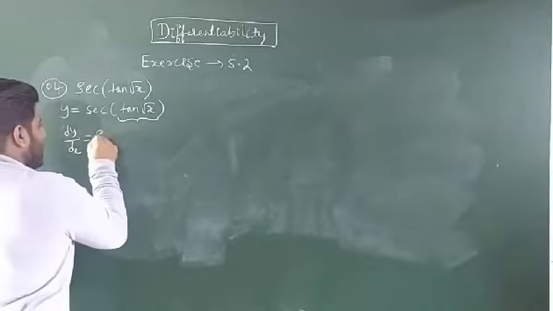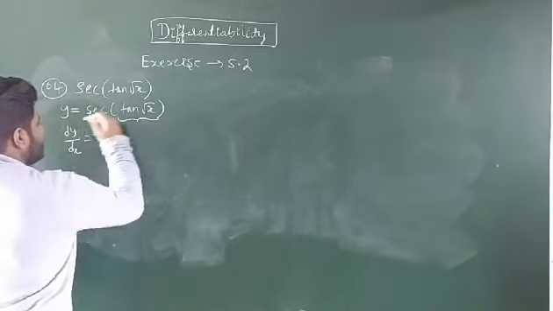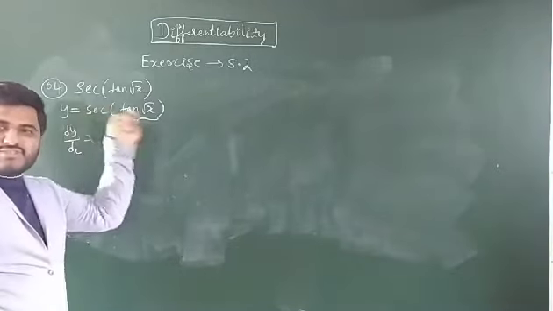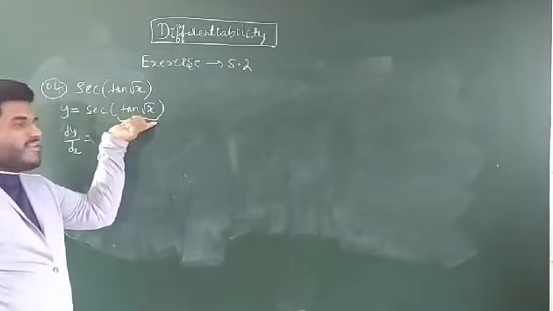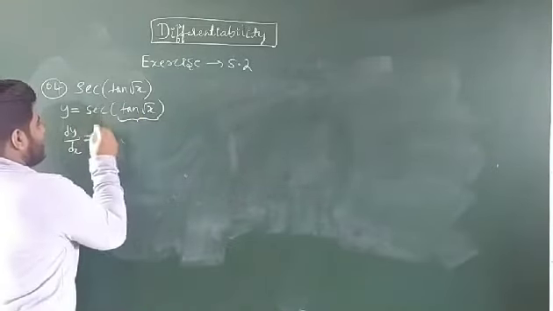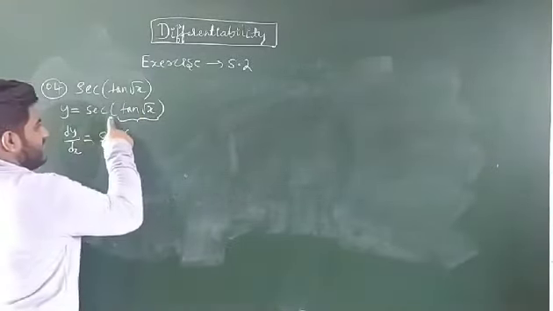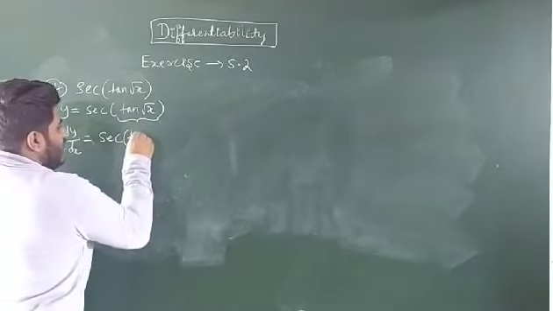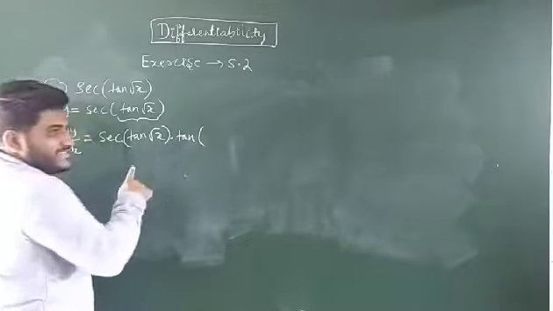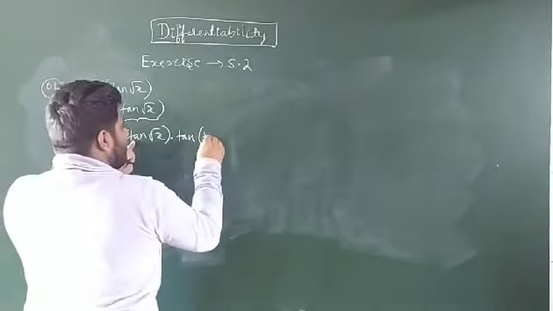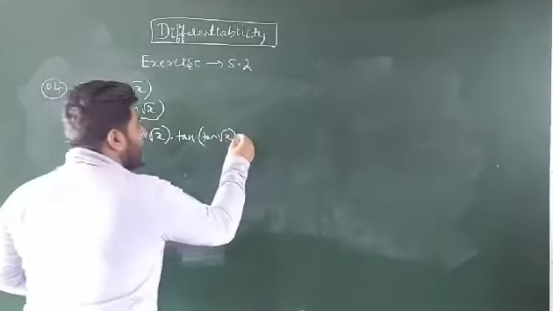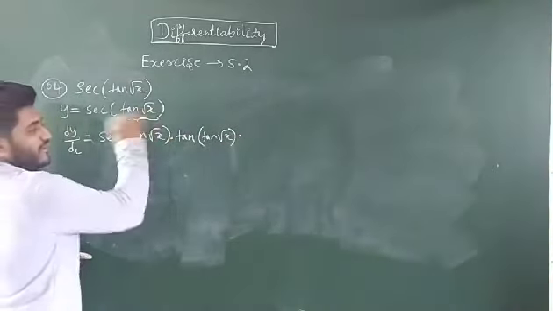Right. So the differentiation of sec x is sec x into tan x. But in place of x we are having tan of root x, so we have to substitute. The differentiation of sec x is sec x into tan x, and in place of x we are having tan of root x. So here it will not end. In place of x, what are we having? Tan of root x.